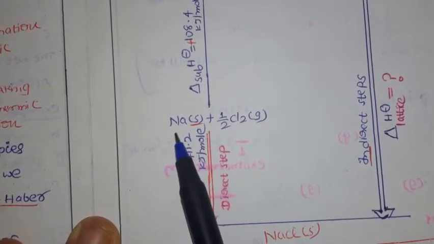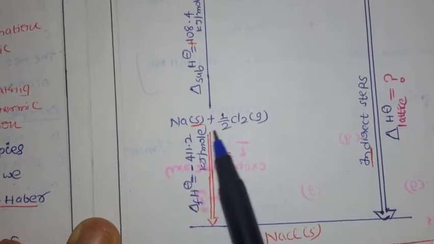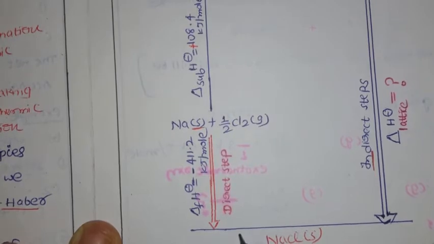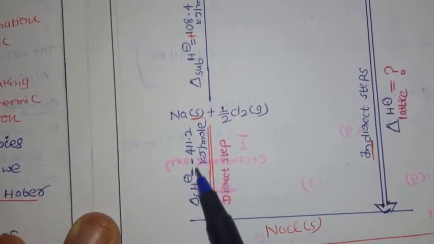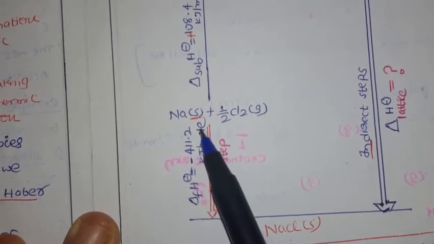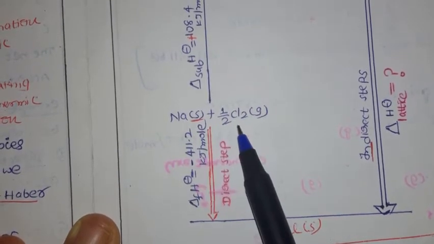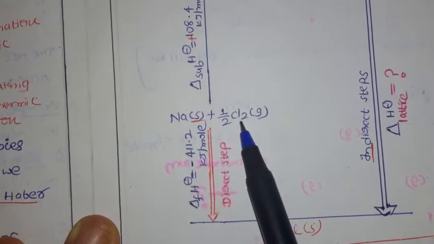How? Sodium is present in the solid state, and half moles of Cl2 in the gas state. They are combined together giving NaCl in the solid state. That is the enthalpy of formation. Enthalpy of formation means, what is the definition we have? Both should be in the elemental state in the reactant. So both are present in the elemental state.